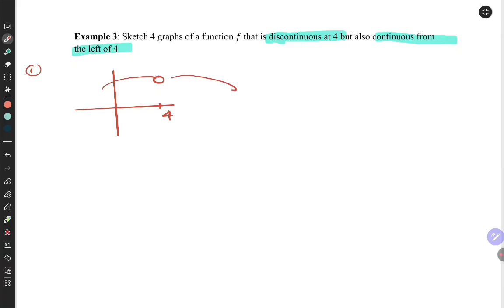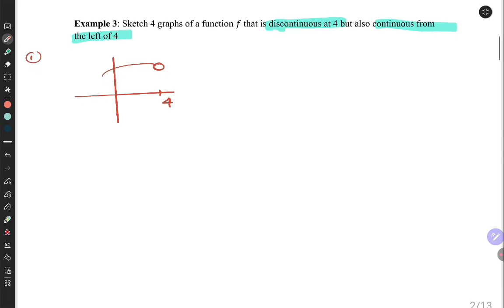Technically, the moment I put another line like this, that is another option already. Okay. Try that. Okay. Moving on.